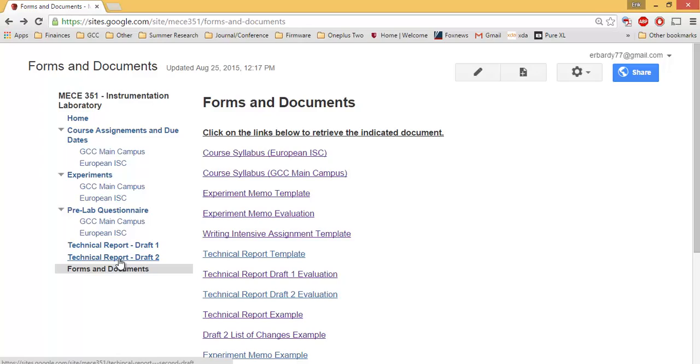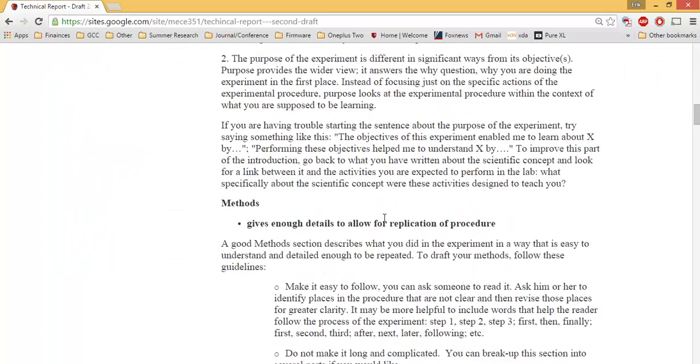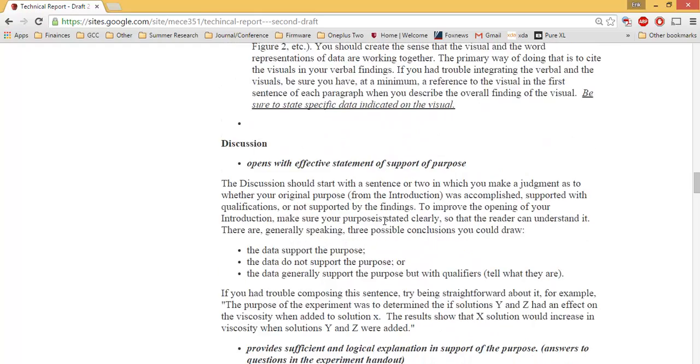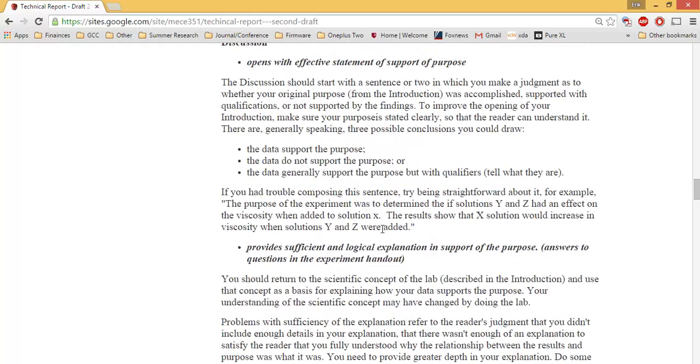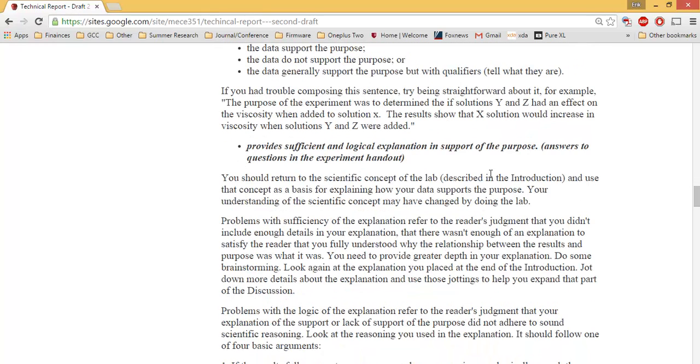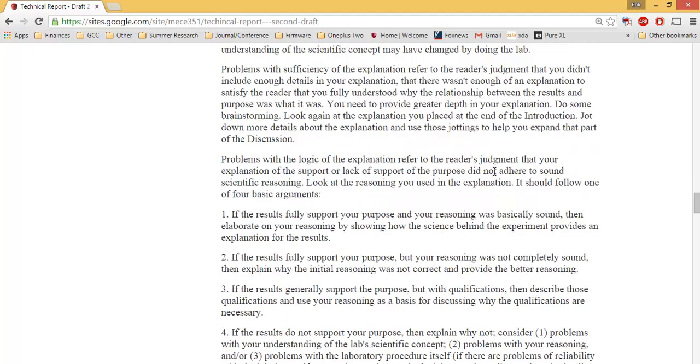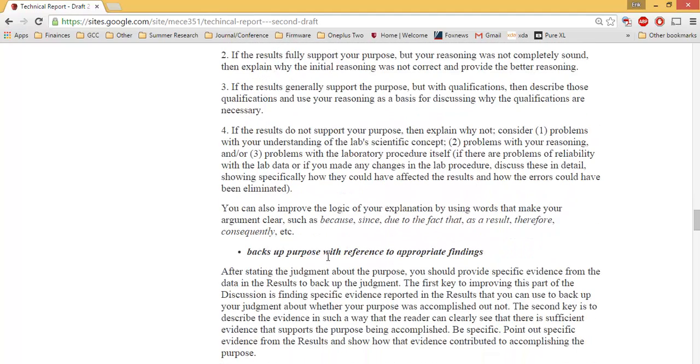To expand upon that, click on Technical Report Draft 2, and then scroll down until you get to Discussion. So here are the 3 rubrics. Number 1 opens with an effective statement of purpose, so you can read through that and see what that looks like. Number 2 provides sufficient and logical explanation in support of the purpose, basically answers to questions in the experiment handout. And number 3 backs up the purpose with reference to appropriate findings.